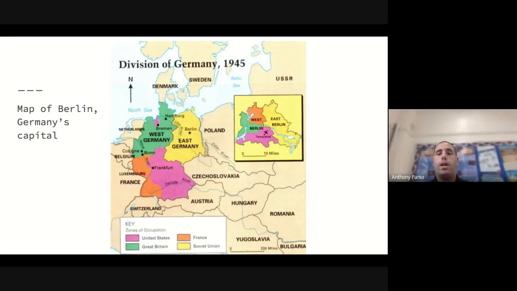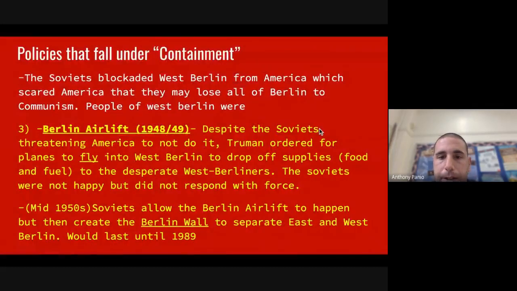Okay, so not only was Germany divided, but so was their capital. So here comes an issue that's going to happen out in Berlin that gets very tricky and gets one of the real first tense moments of the Cold War. So let's set up the scenario. I'll give you a minute to copy this down. This is known as the Berlin Airlift, and this is a conflict that arises. So take a minute and copy this.